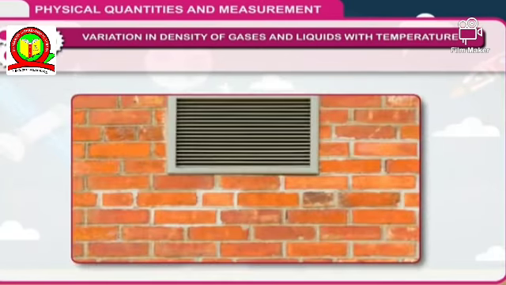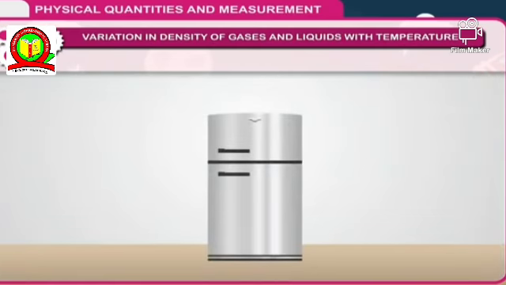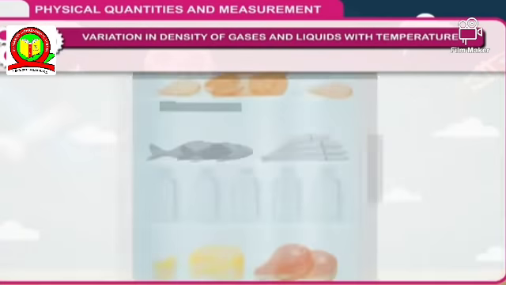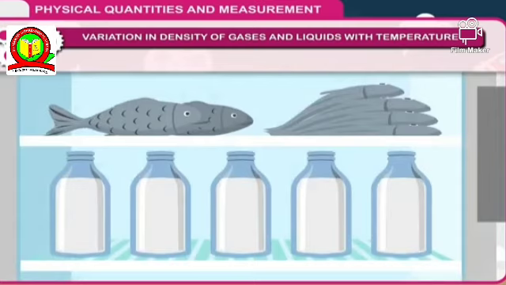Applications: 1. Ventilators are constructed at the top of the walls in rooms because they allow the hot air to go out. 2. The cooling unit in a fridge is fitted at the top because the hot air rises up, and when it comes in contact with it, it becomes cool and comes down.